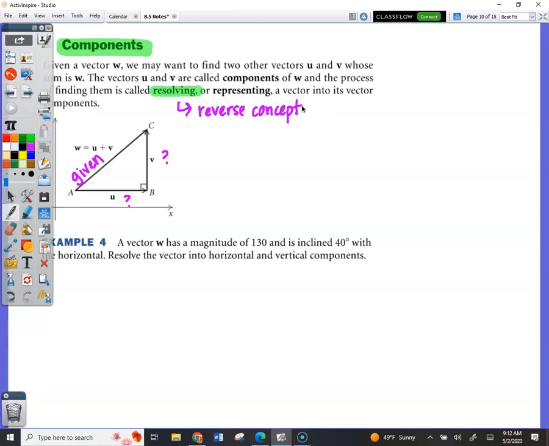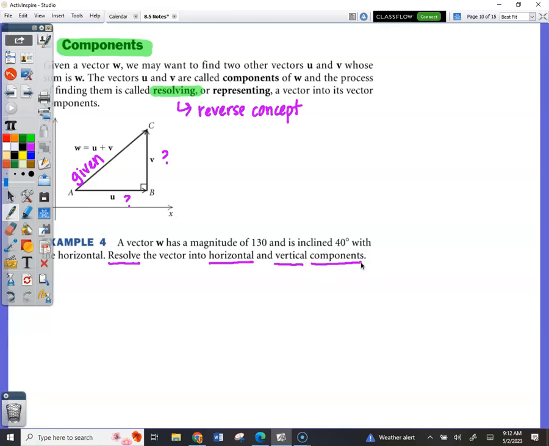A vector W has a magnitude of 130 and is inclined 40 degrees with the horizontal. Resolve the vector into horizontal and vertical components. So they're telling you from the get-go, you have a vector whose length is 130 with an incline angle of 40 degrees to its horizontal vector. Resolve, there's the vocab word, resolve the vector into horizontal and vertical components.